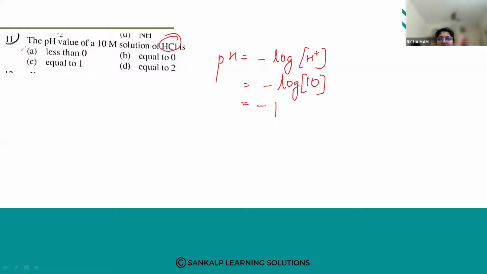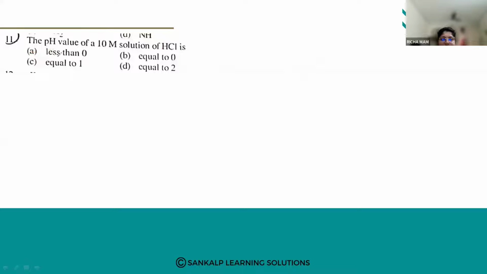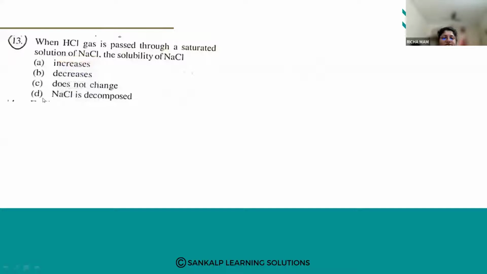So it is less than 0. After 0 comes minus 1, so it is less than 0. The molarity given is 10, and we are finding the pH of HCl. We know that pH equals the negative logarithm of the concentration of H plus ions. Put in the value, and we get the answer as minus 1, which is less than 0. So option A is the answer. Very simple question. Next question.